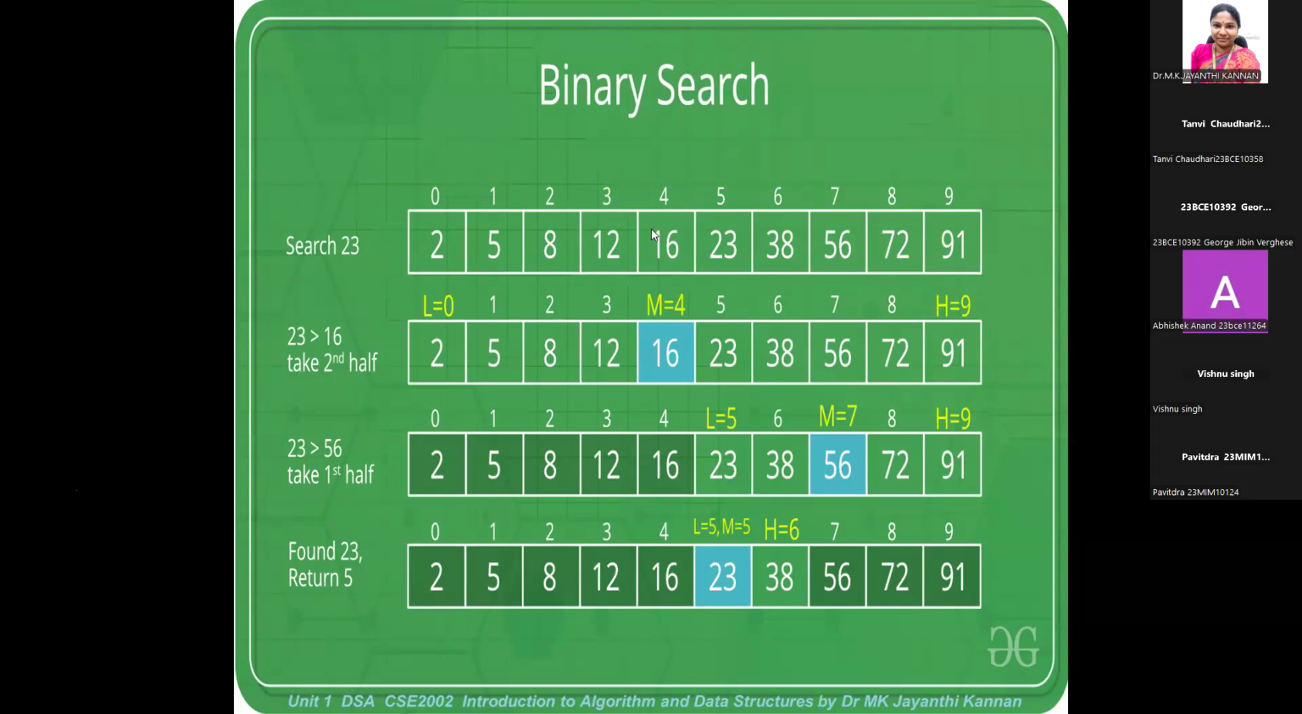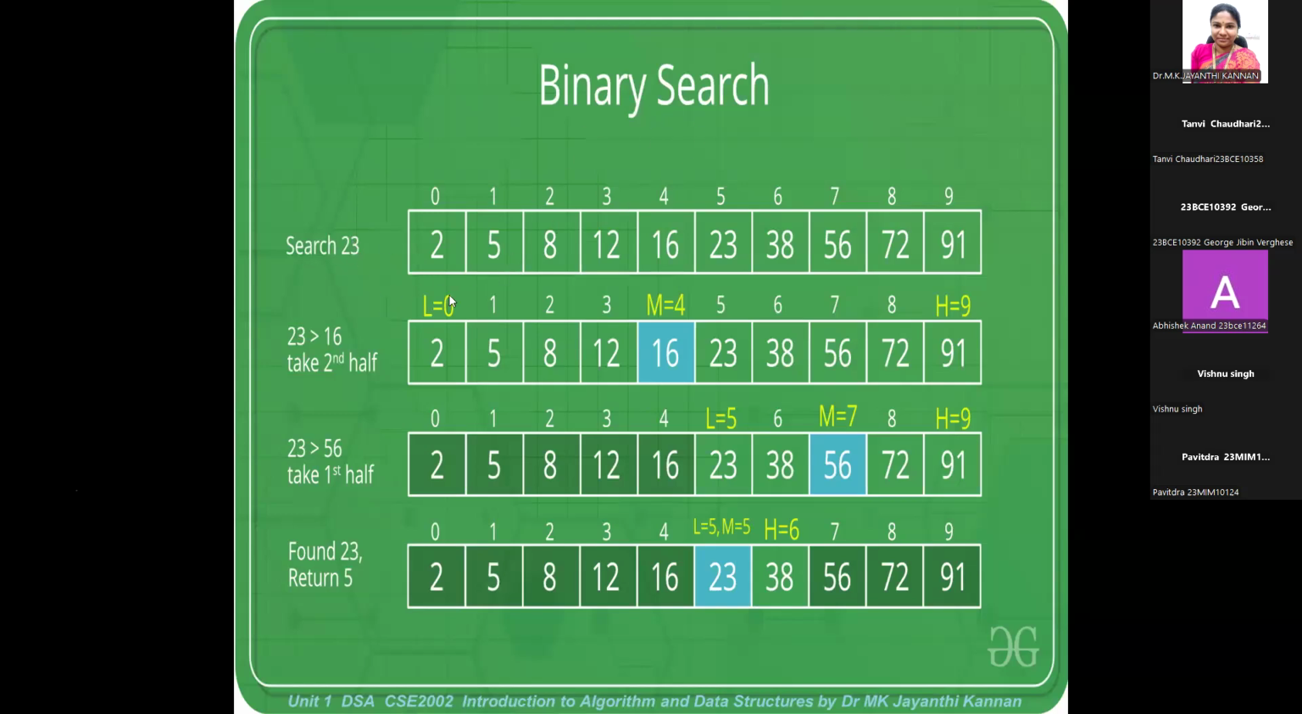For binary search, the given list should be in sorted form. Then only we can divide and conclude. If it is in unsorted form, we have to sort first, then we have to divide. Then only we can go for searching. So our searching element is 23.